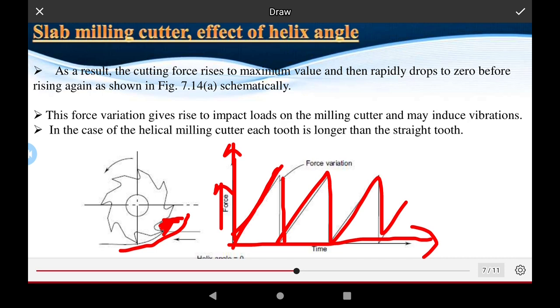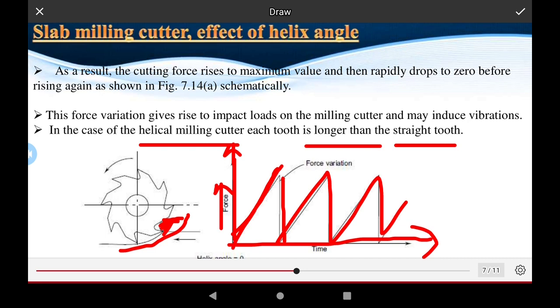Also, there is vibration of the tool when the tool performs the operation, and the workpiece also vibrates. In the case of the helical milling cutter, each tooth is larger than the straight tooth. Straight teeth also perform the operations, and some generate conventional operations.